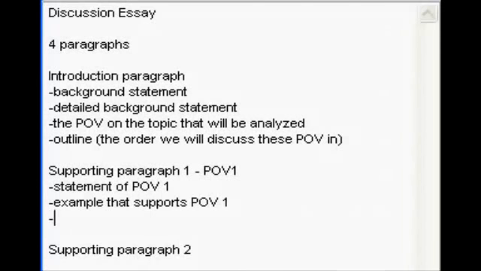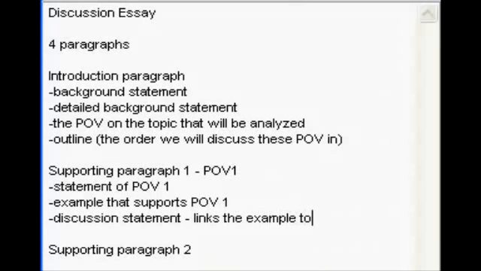Now, following this example, we give a discussion statement. Okay, the discussion statement links the example to the point of view. So for example, we might say something along the lines of, as this example shows, McDonald's is a very impressive restaurant. Depending on what our example is, maybe we're talking about how good the food is or how clean the restaurant is.